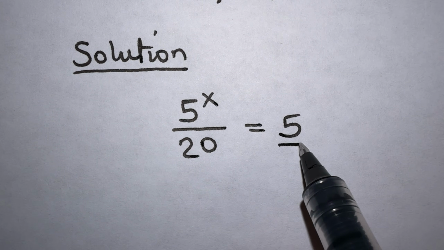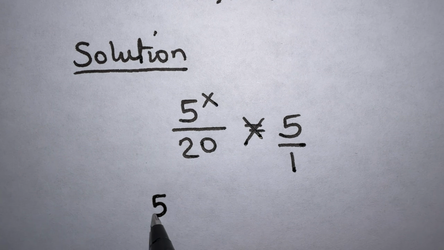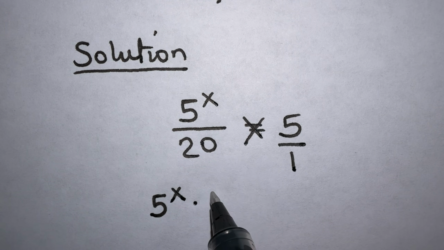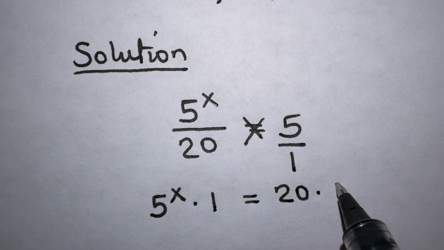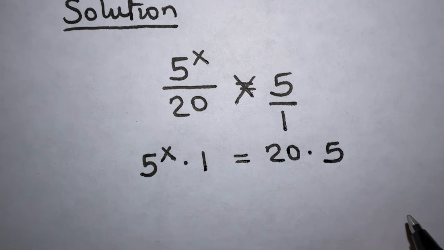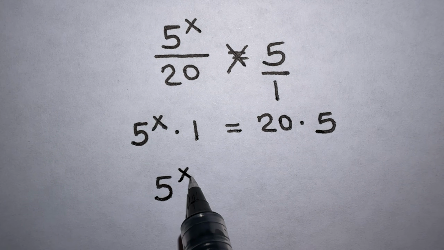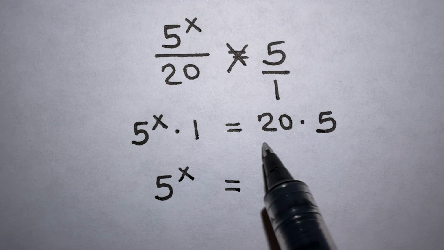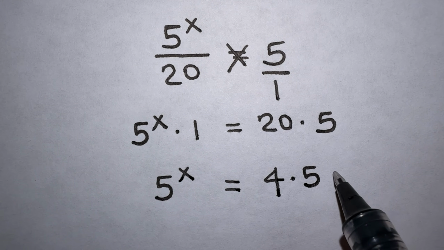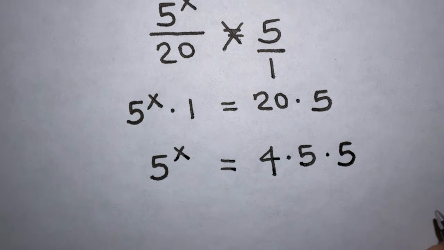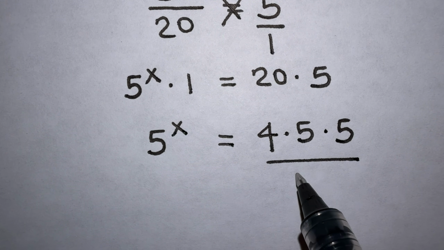Let us go ahead and cross multiply. This will give us 5 raised to power x times 1 is equal to 20 times 5. This gives us 5 raised to power x is equal to 20 here, which I will express as 4 times 5, times 5. Now I'm going to divide both sides by 5 times 5, which is 5 raised to power 2.